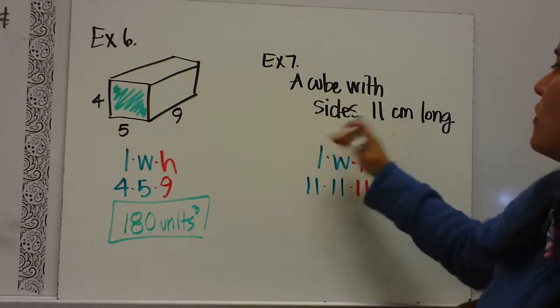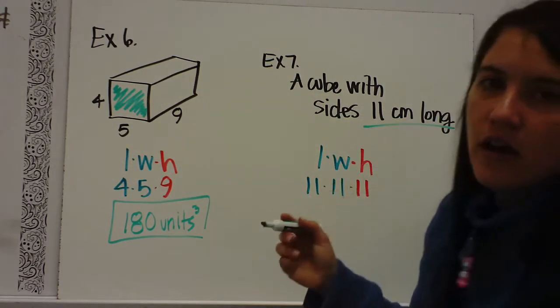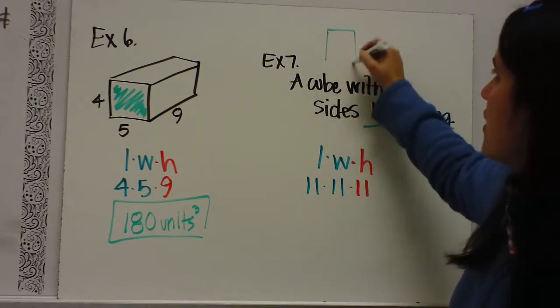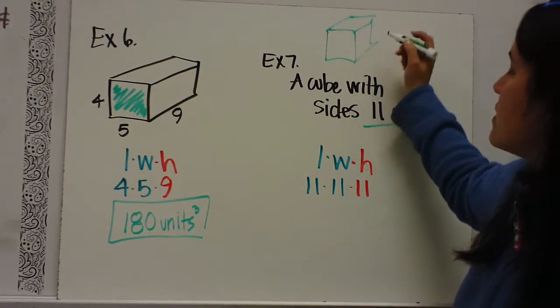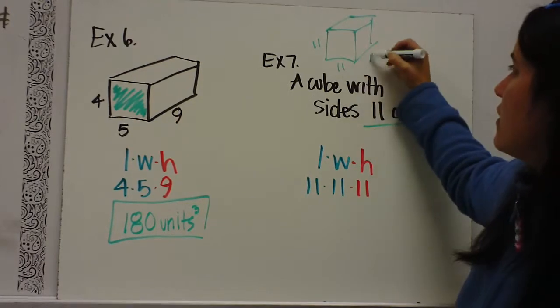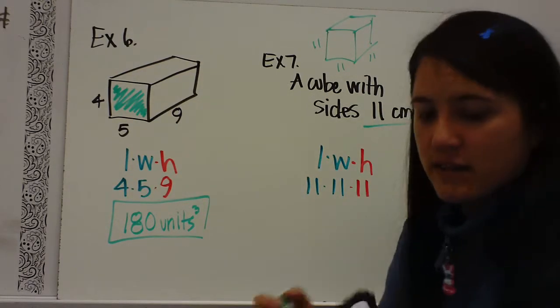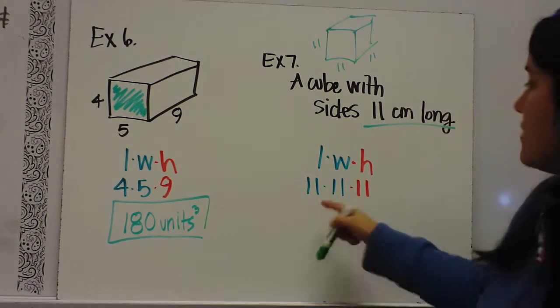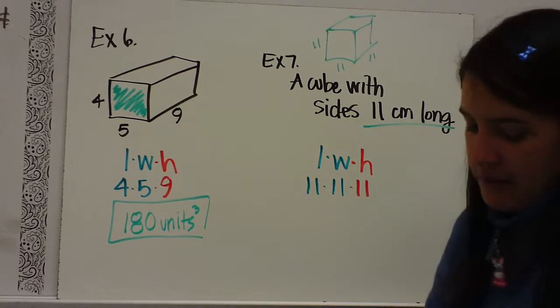Example 7, a cube with sides that are 11 centimeters long. Now, the thing about cubes is all of the sides are the same. So it's 11, 11, and 11. So we know that it's going to be 11 times 11 times 11.